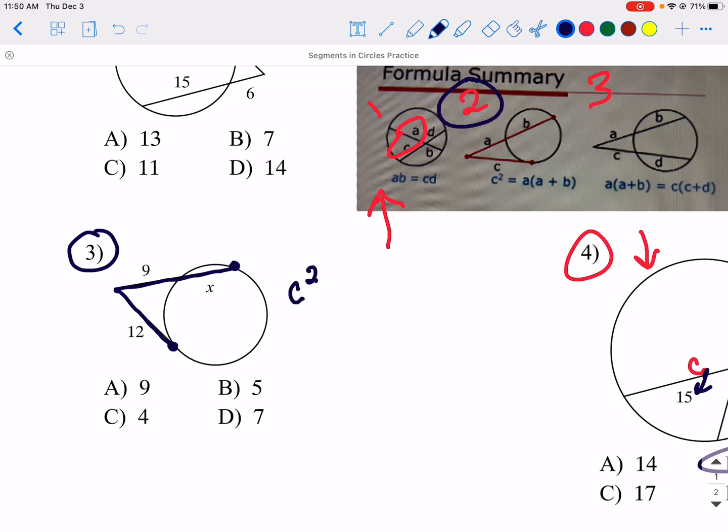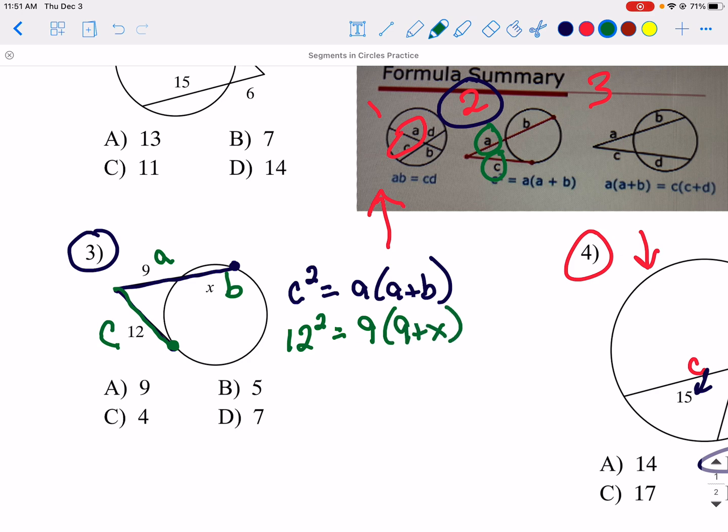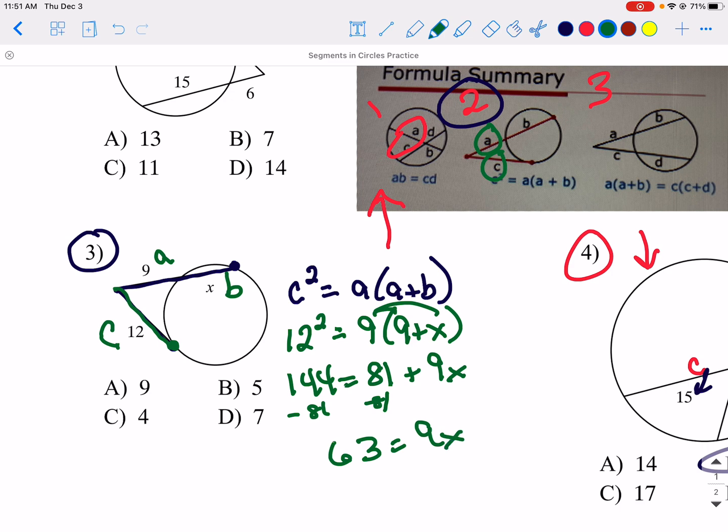So formula 2 is C squared equals A times the quantity A plus B. Okay, so now I've got to label my points here. According to my document, A and C are outside, and C is your small one that doesn't go through the circle. So this would have to be your A and your B. So C is 12, so 12 squared. A is 9, 9 plus X. Okay, so I've got 12 squared, which is 144. Distribute: 9 times 9 is 81, and 9 times X is 9X. So let's get the X by itself. I subtract 81 from both sides. 144 minus 81 is 63. Dividing by 9, we get 7 is X.